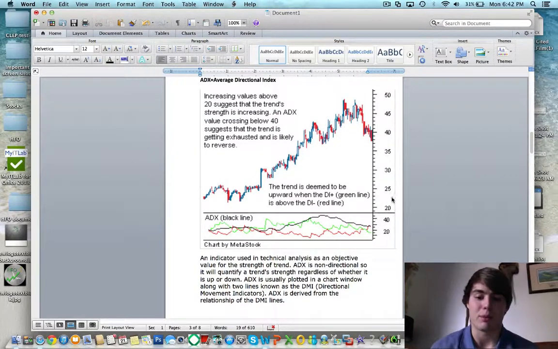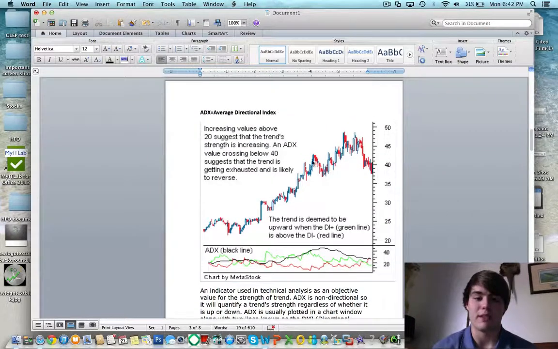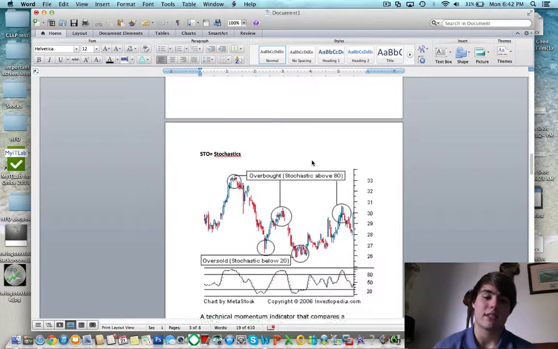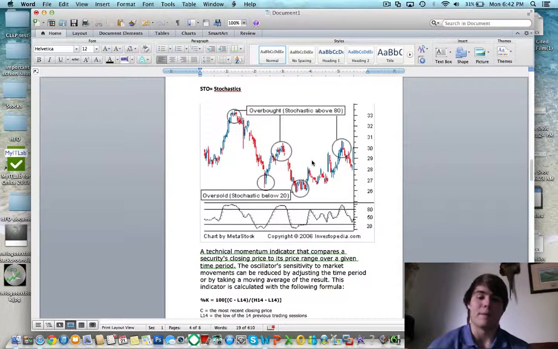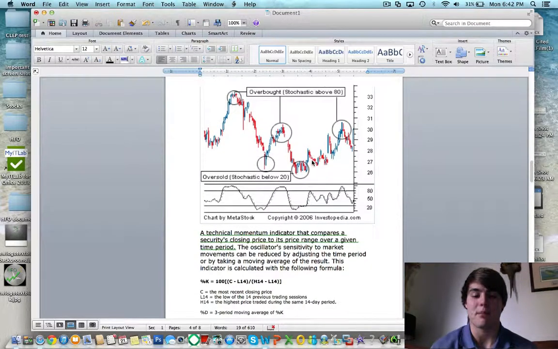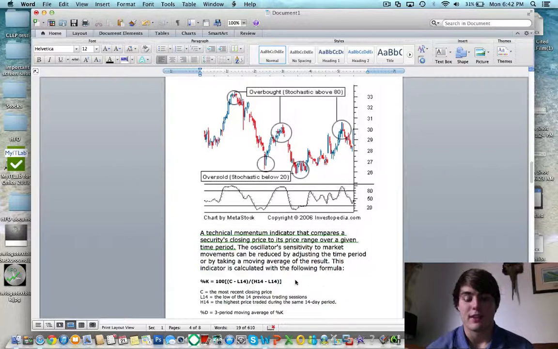And yeah, we're going to go over the plus and minus DI in a little bit, but this is basically averaging them. Next is going to be stochastics, a technical momentum indicator that compares a security's closing price to its price range over a given time period. The oscillator's sensitivity to market movements can be reduced by adjusting the time period or by taking a moving average of the result. This indicator is calculated with a huge math equation.